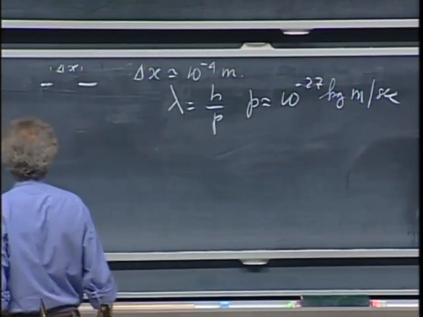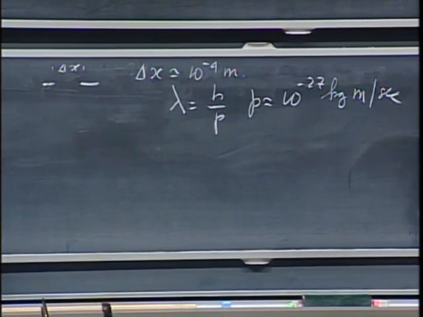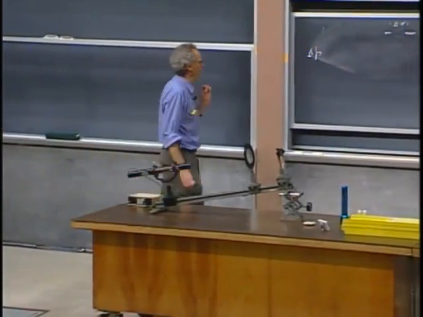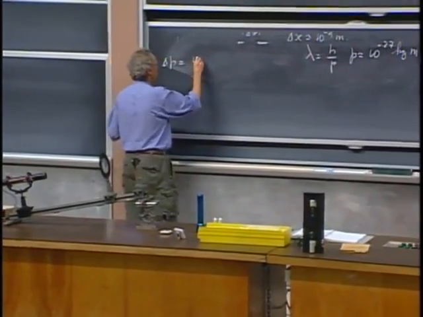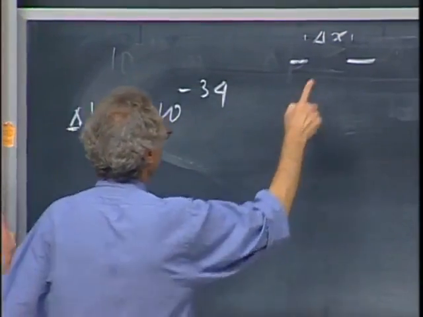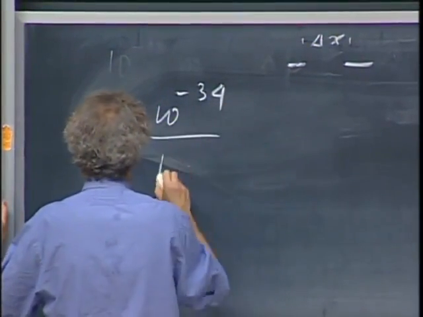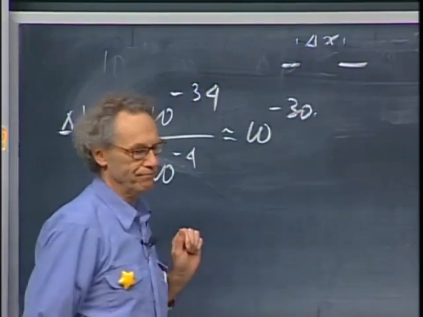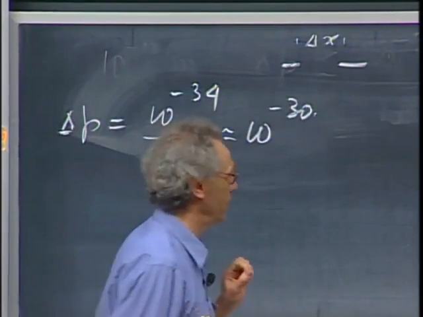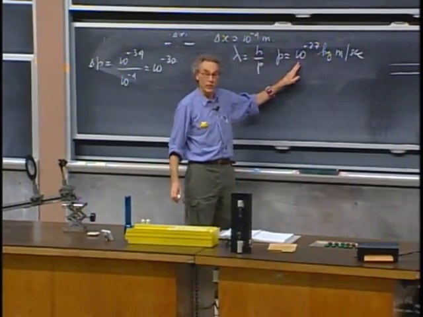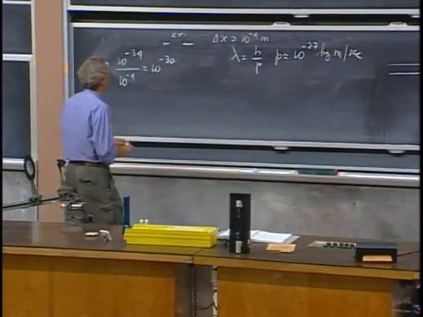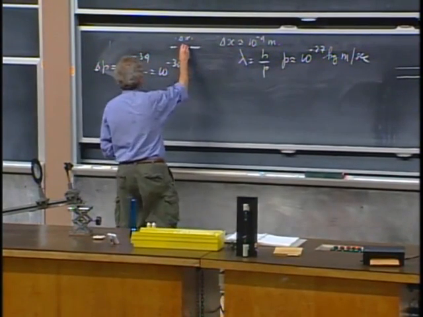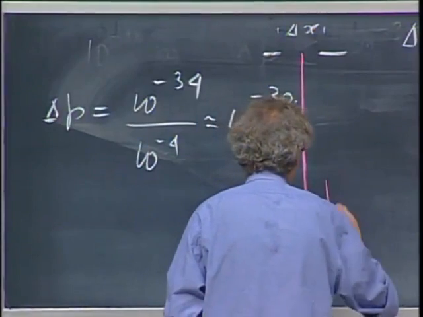So now, I have a delta P, the degree to which the momentum is undetermined, according to Heisenberg, is going to be 10 to the minus 34 divided by delta x, which is 10 to the minus 4th. So that is 10 to the minus 30. Very small. But the momentum itself is 10 to the minus 27. So it's only 1 part in 1,000. So what will happen if the light comes through here, and I now make a classical argument.